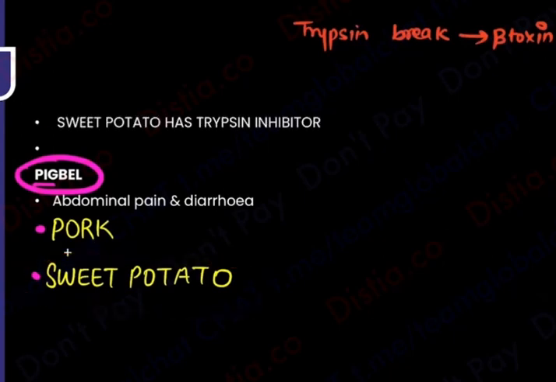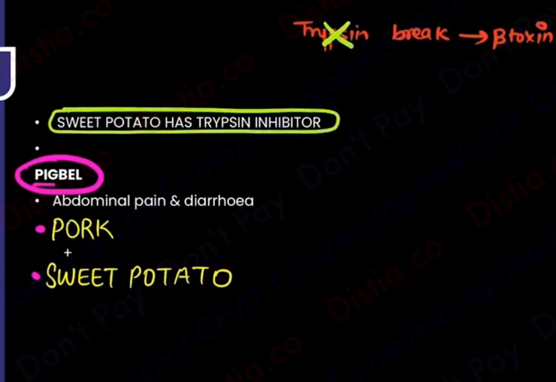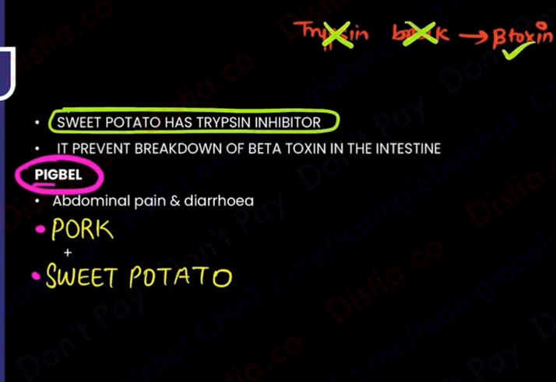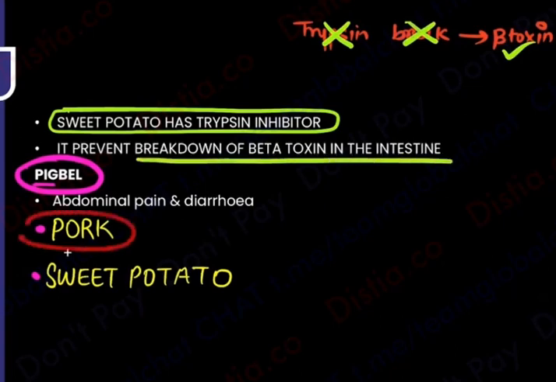The problem happened because we consumed it along with sweet potato. You know what sweet potato has? Sweet potato has trypsin inhibitors. Now there is no trypsin available, no one to break beta toxin. Beta toxin is going to work uninhibited. So this prevents the breakdown of beta toxin in the intestine. Please note, if only pork had been consumed, it wouldn't have caused much of a problem.